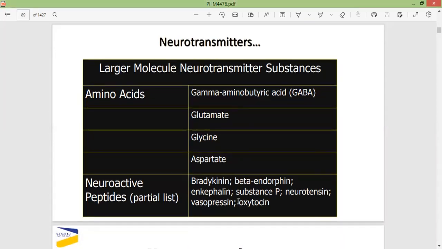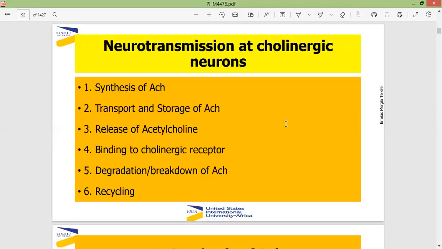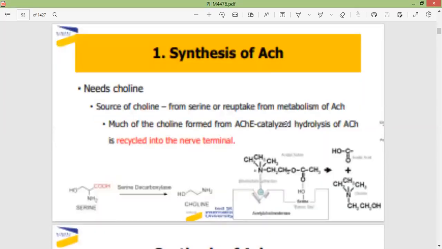Then also the neuroactive peptides such as bradykinin, substance P, vasopressin, oxytocin. Then the co-transmitters, which are released along with the neurotransmitters, such as VIP, vasoactive intestinal peptide, ATP, adenosine, all of this stuff. So we'll study neurotransmitters using acetylcholine.